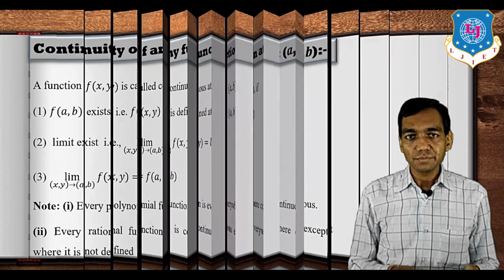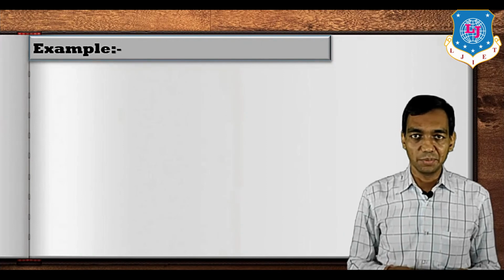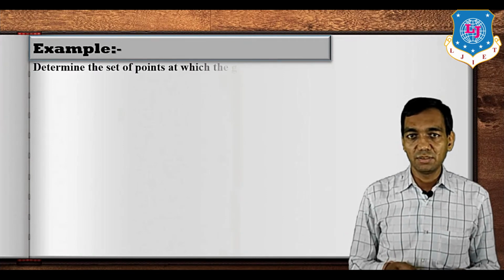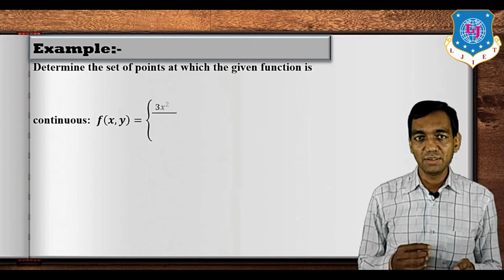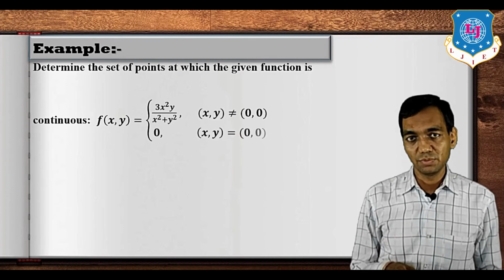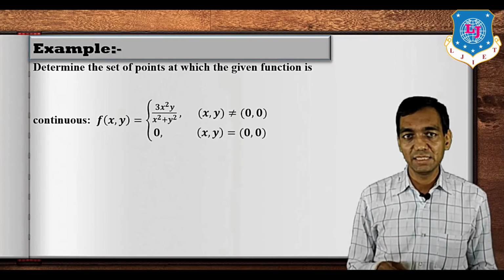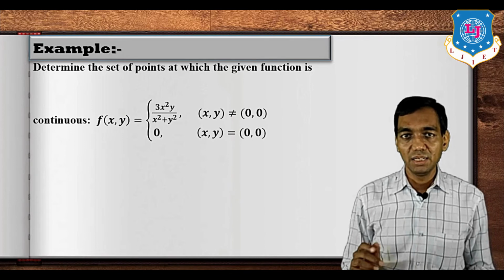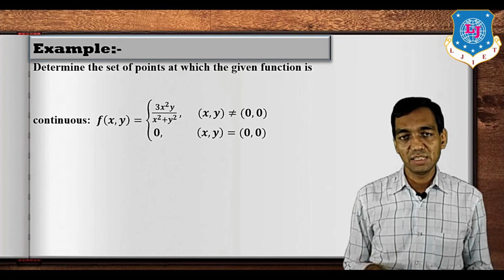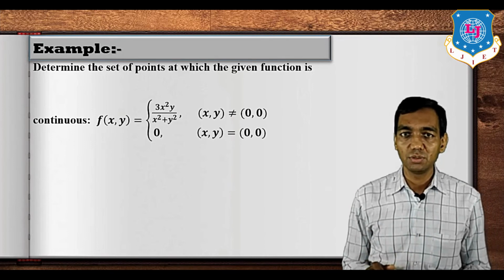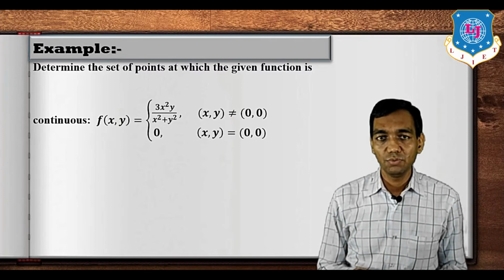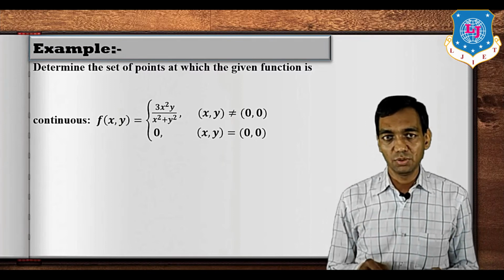Okay. Now we are going on to the example. Determine the set of points at which the given function is continuous. f of (x, y) is given by 3x square y divided by x square plus y square for (x, y) not equal to (0, 0), and it has the value 0 for (x, y) equal to (0, 0).